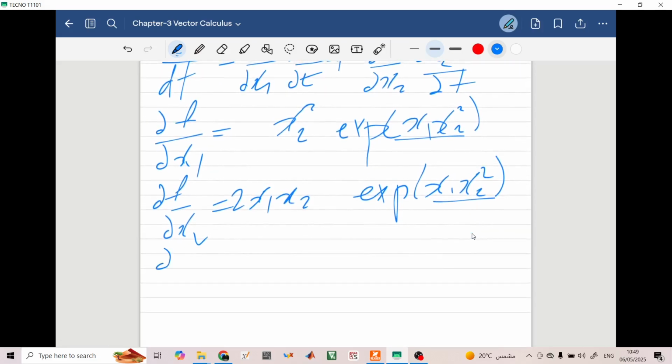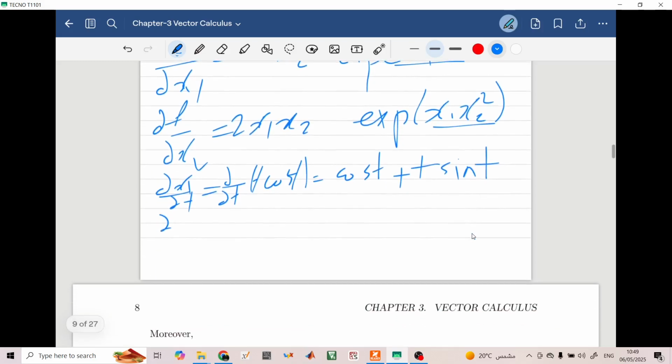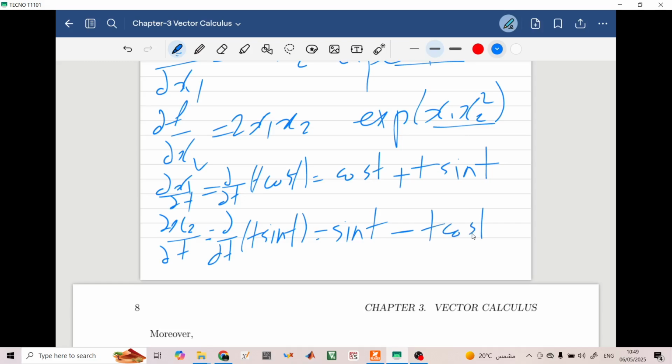Now we want the derivative of x1 with respect to t, which is the derivative of t cosine t. It's a product, so it's cosine t plus t sine t, right? And this here, x2 with respect to t, it's the derivative of t sine t, which is sine t plus t cosine t, right?